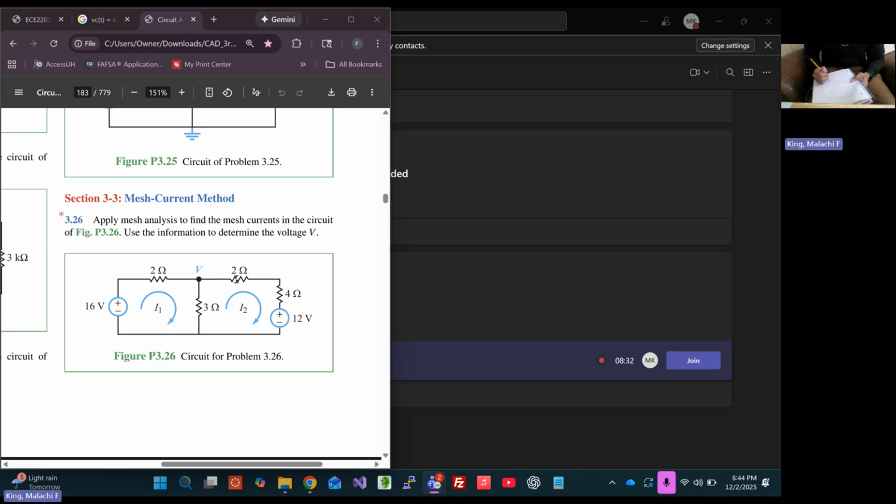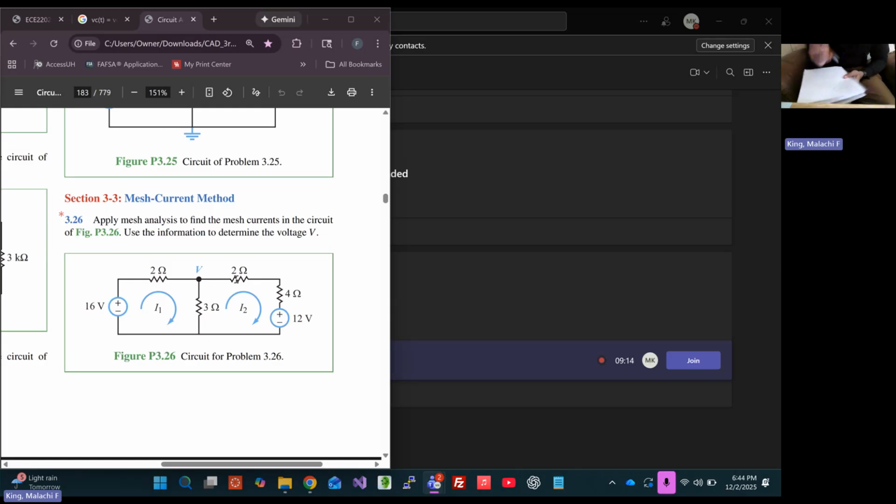We get that I2 is equal to negative 1/3 of an amp, or negative 0.33 repeating. Now we can use this value and plug it into the I1 equation because that's the relationship between the two. So I1 equals 3 times I2 plus 4 amps. And 3 times a third is 1, so this is negative 1 amp plus 4 amps. So I1 is equal to 3 amps.